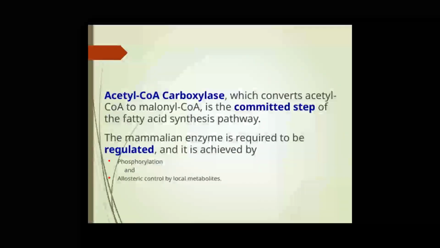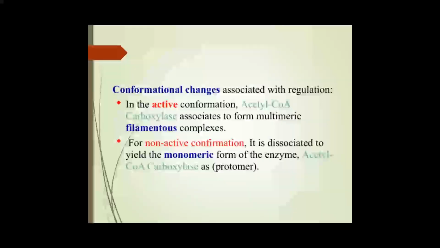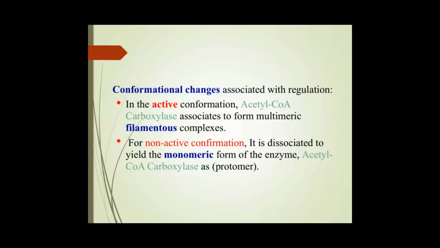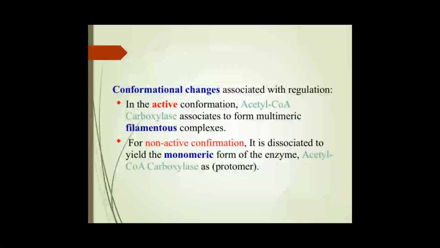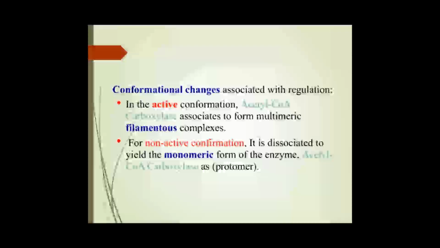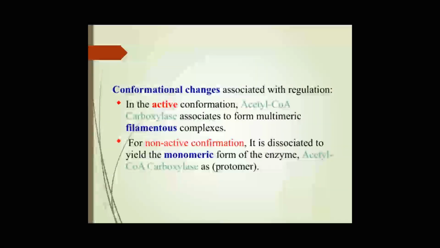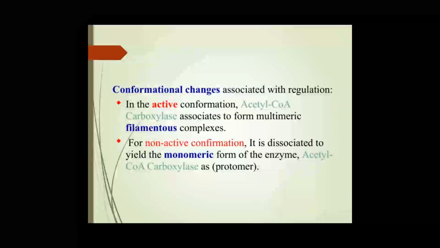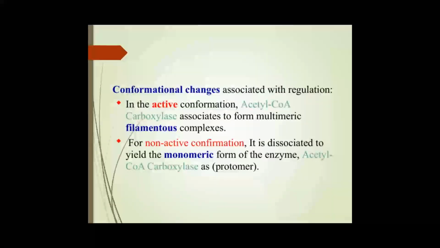Now, let's look at how conformational changes are associated with regulation. In its active form, acetyl-CoA carboxylase tends to associate into these multimeric filamentous complexes. This assembly is crucial because it enhances the enzyme's activity, allowing it to efficiently catalyze the conversion process. On the other hand, when the enzyme shifts to a non-active conformation, it dissociates into individual units, or monomers, which we call protomers. This dissociation effectively reduces its activity, serving as a regulatory mechanism.